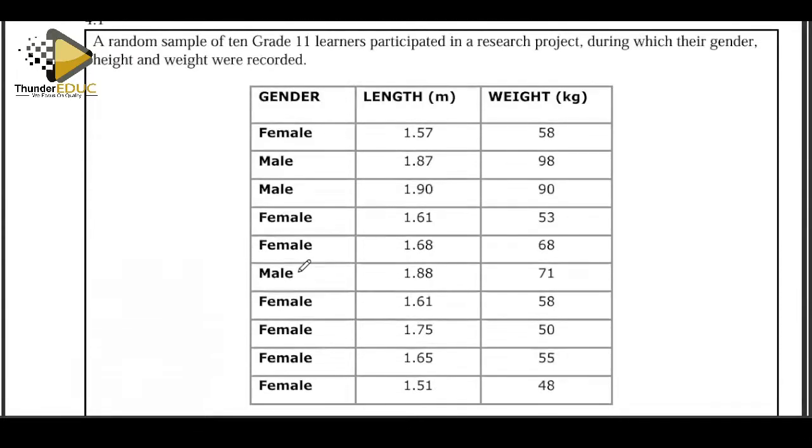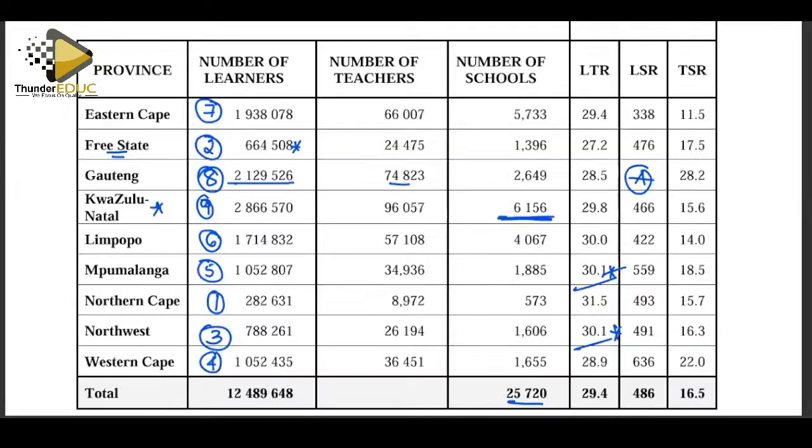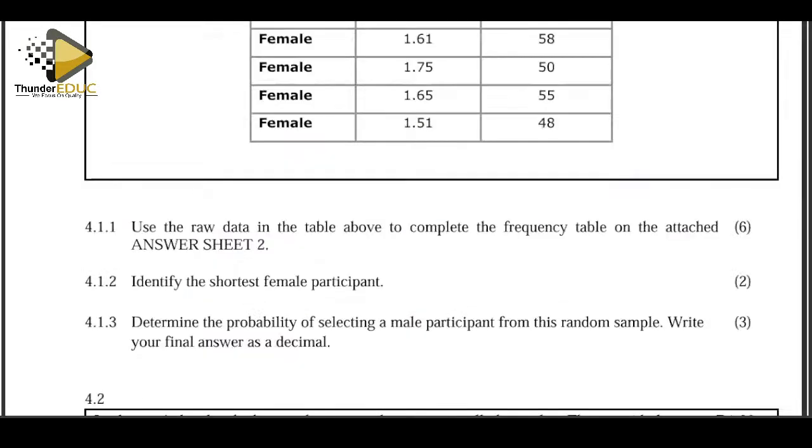Okay, question number 4. A random sample of 10 grade 11 learners participated in a research project during which their age, height, and weight were recorded. Question 4.1: use the raw data in the table to complete the frequency table on the attached answer sheet 2.